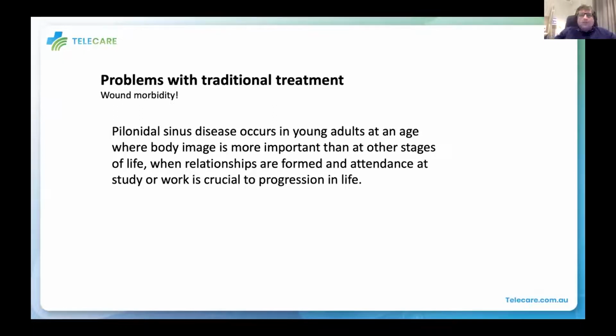And it's important to remember with all these treatments where there's a lot of wound morbidity and potentially scarring and so on, that this is a condition that tends to affect people in their late teens and early 20s who are otherwise usually medically well. This is the population of patients in the community where body image is the most important, and where they're at the stage in their life where they're forming relationships and where attendance at study and work is really crucial to progression in life in the years ahead. And so having that process interrupted by, or having chronic wound care, is quite significant often in these cohorts of patients.